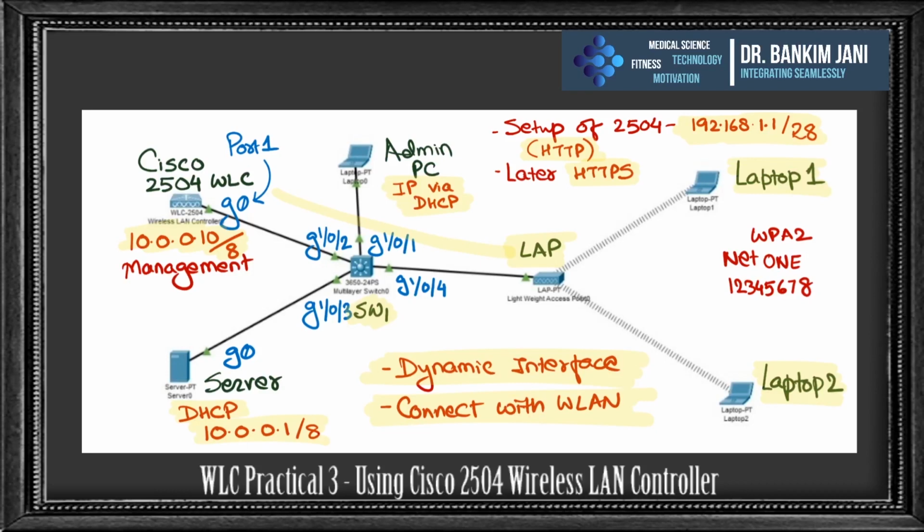Now in this third practical, what we do is we use Cisco 2504 as the internal DHCP server. We use this thing as an internal DHCP server so that this is not needed. Rest of the things will remain same. So let's say this time give the management IP address, let's say it is 10.0.0.2. Let's do it.